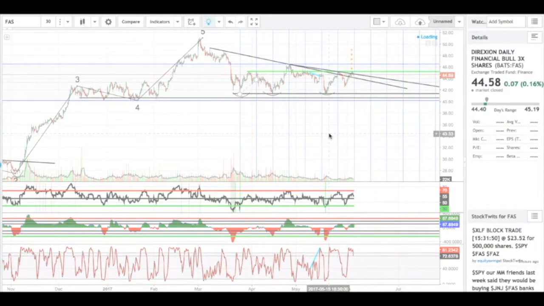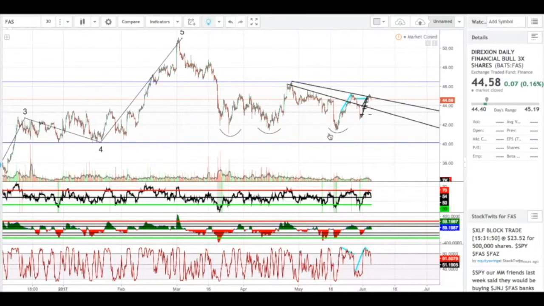What do I have for the 30-minute? So I don't have any indication that this is not a head and shoulders. It certainly could be, like I said earlier. There's just some reason to believe that it's not, and I'd like to try and present both sides. Again, the head and shoulders argument is fairly clear. This is the left shoulder, this is the head, and this is the right shoulder.